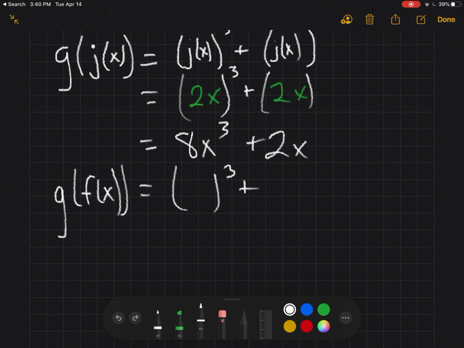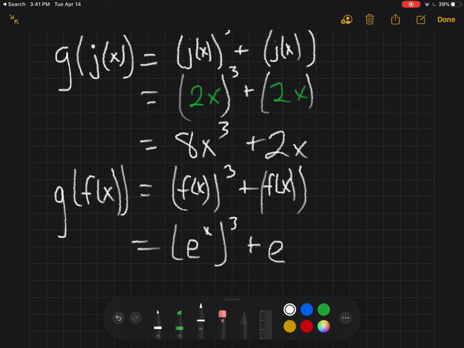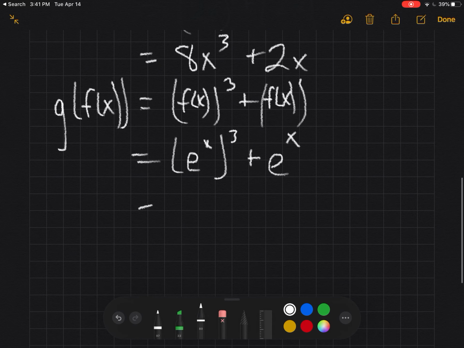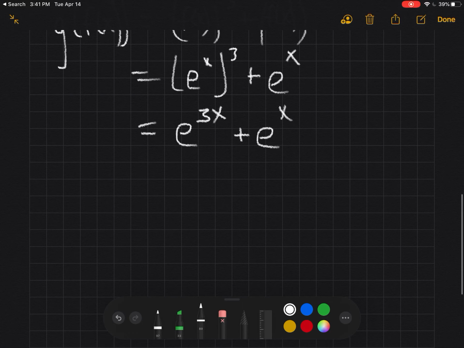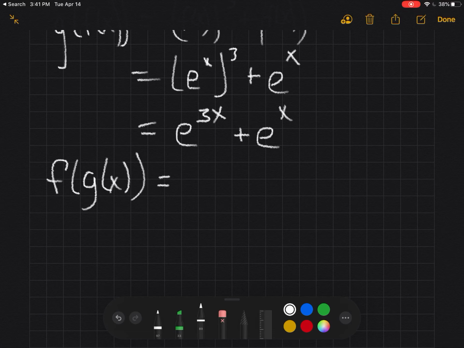The next I want us to do is g of f of x. So the function g says cube it and add it to itself. And inside there we're going to put, oops, I messed up my parentheses there. And inside of that we're going to put f of x. And what is f of x? Well, it's that exponential function. So we have e to the x cubed plus e to the x. And that's going to give us e to the 3x plus e to the x.